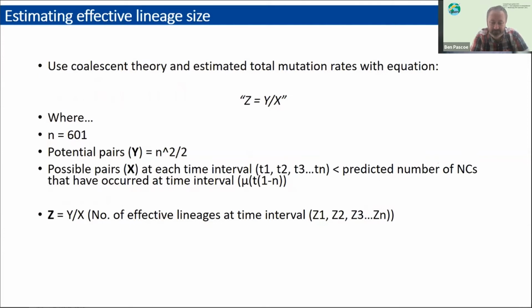So Y is every potential pair possible from that data set. So for example, for C. coli, there were 601 isolates in the tree, and to get every potential pair, we did 601 squared divided by 2. And then we divided this by every possible pair at a time interval. And then we did this equation for every time point across the sample time frame for each species.